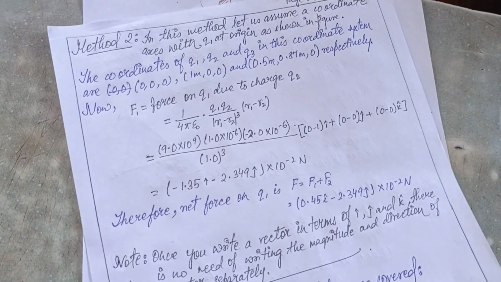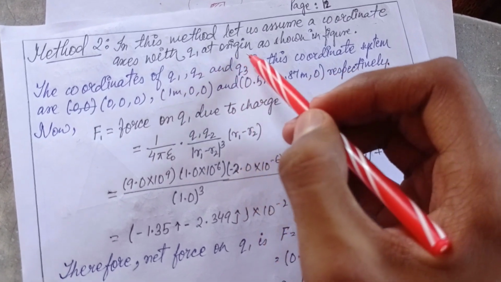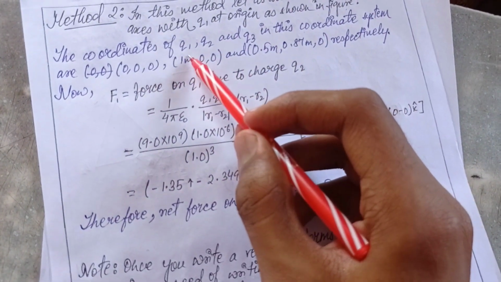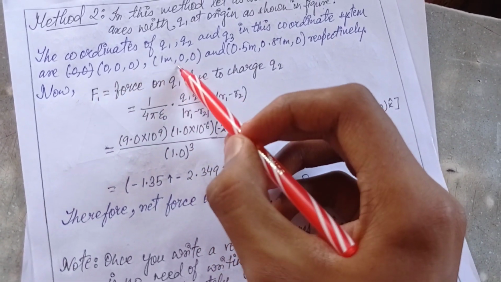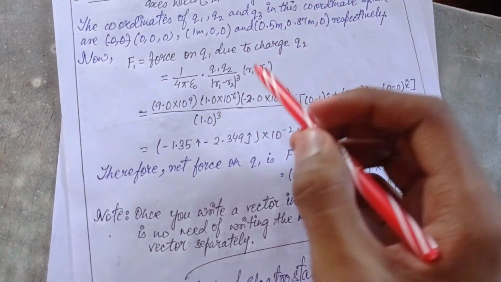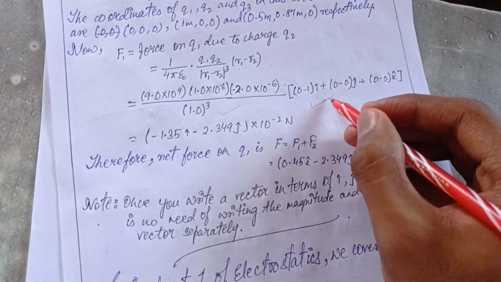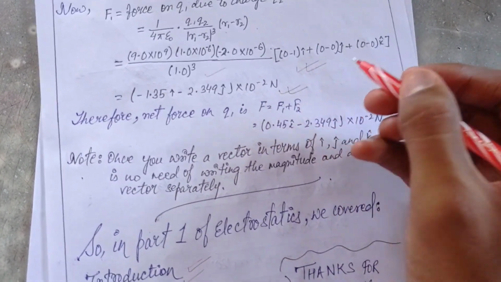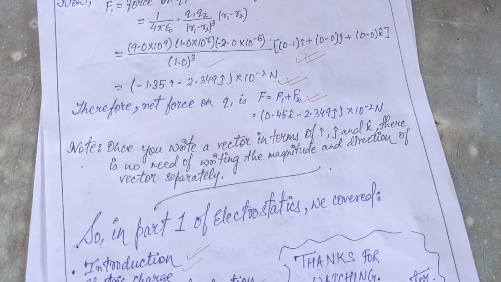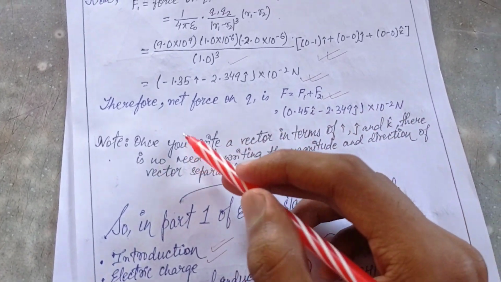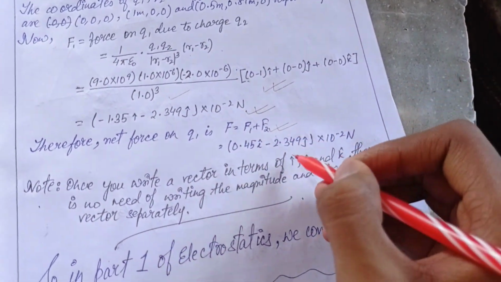Now we have method 2. In this method, let us assume a coordinate axis with q1 at the origin, as shown in the figure. The coordinates of q1, q2 and q3 in this coordinate system are 0, 0, 0, 1 meter and so on. So we take out F1, and the same way we take out F2 using the coordinates. The net force on q1 is F equal to F1 plus F2. We'll simply take out F1 and F2 and add them up to get the sum of forces.